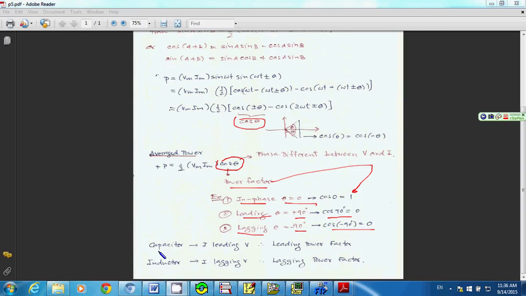Okay, so let's make a conclusion again. For a capacitor, I is leading V, so when you multiply I and V, you have a leading power factor. For an inductor, I is lagging V, so that means you end up with a lagging power factor. Okay, so this is the average power, and also you have the definition of power factor.